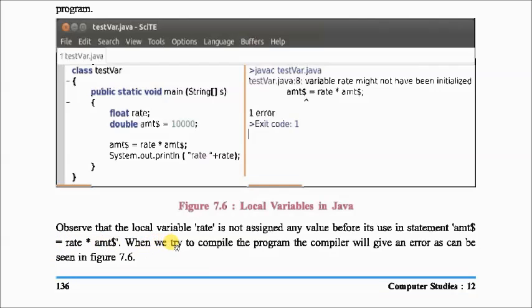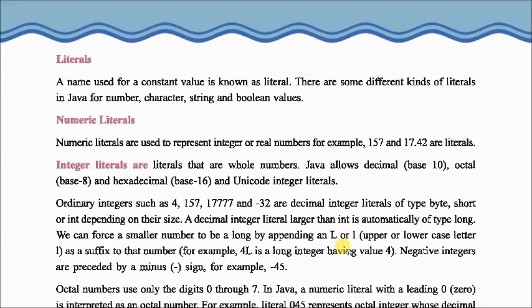When we try to compile the program, the compiler gives an error, as we can see in figure 7.7. Here you can see the error: variable rate might not have been initialized. Here the value is not there, and without a value it is not possible to calculate. That's why it is showing the error.